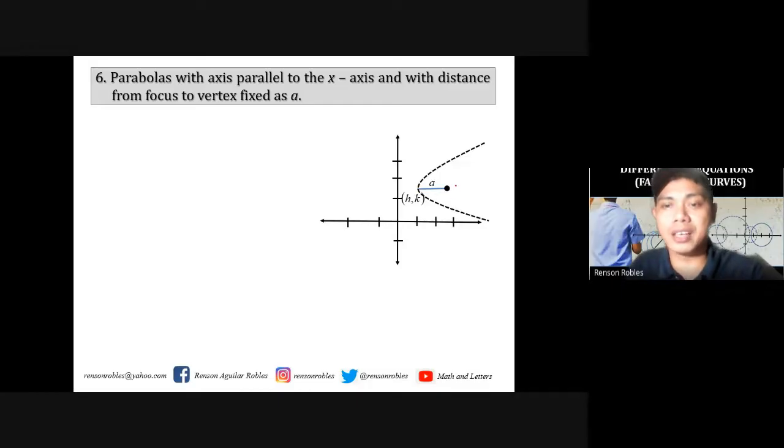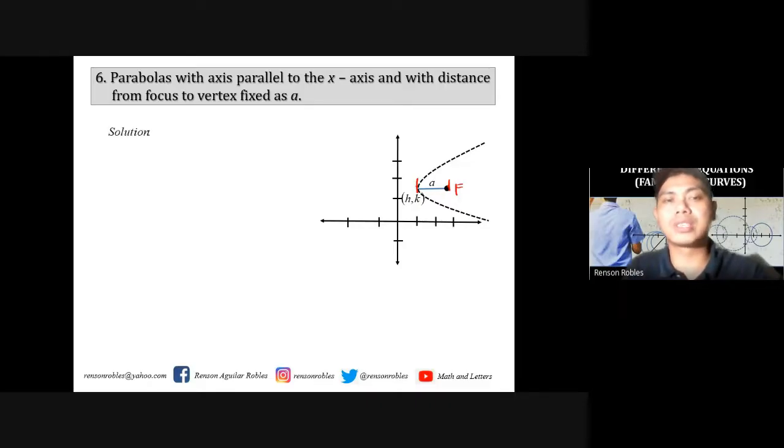This is the focus, and the distance from the focus to the vertex (h, k) is fixed at a, which means all the members of the family have the same distance from the focus to the vertex, and therefore a similar span. They will only differ in their opening and their vertices. The vertex (h, k) is arbitrary, so h and k are arbitrary constants, where a is not arbitrary. It's a fixed constant.